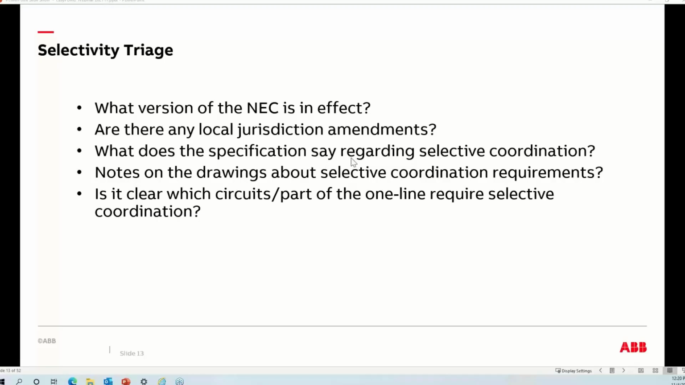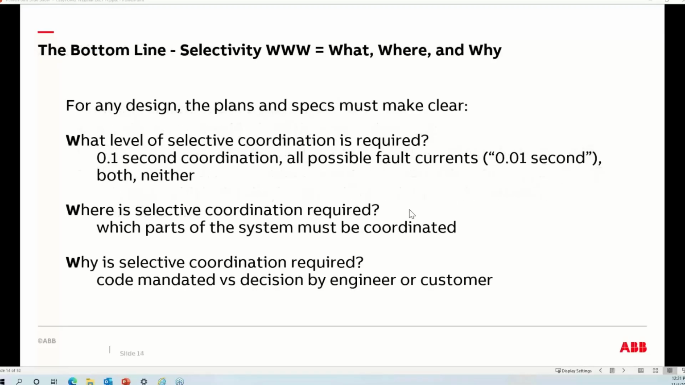Then, of course, a typical vendor is going to look through the specifications to see what it says regarding selective coordination. What notes are on the drawings about selective coordination? Do the notes on the drawings and what's written in the spec complement each other, and are they consistent? If not, calls to the engineer may happen. And overall, is it clear which circuits or parts of the one line require selective coordination? Now, again, when you have been working on a project for many months or a year or more, all of that will seem very, very obvious to you. But keep in mind, the plans and drawings have to be interpreted by another human being who's going to look at this for the first time.